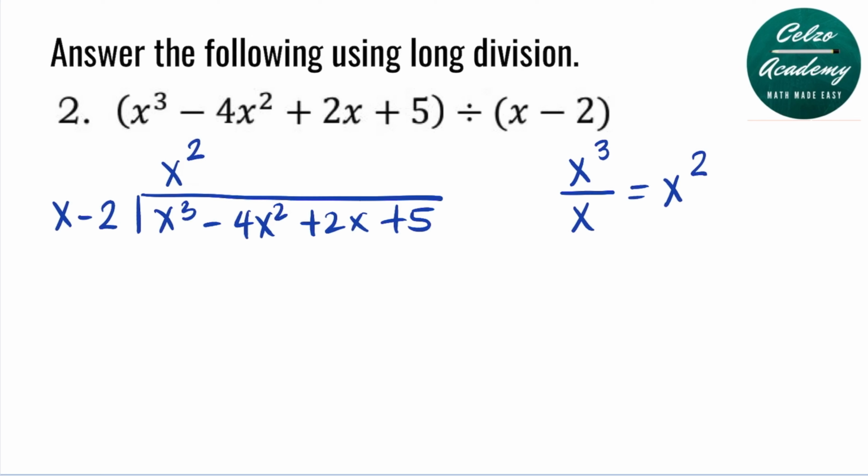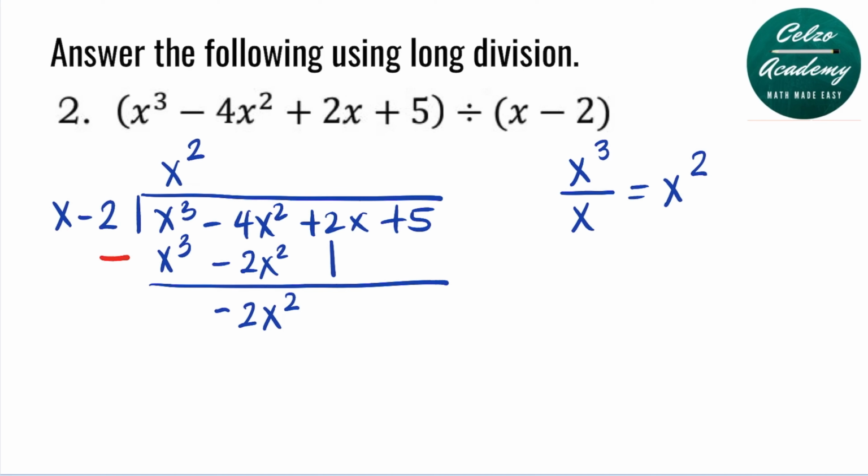Now we need to multiply the divisor by x squared. x squared times x is x cubed. x squared times negative 2 is negative 2x squared. Now we need to subtract. x cubed minus x cubed is 0. Negative 4x squared minus negative 2x squared is negative 2x squared. And then we will bring down the plus 2x.